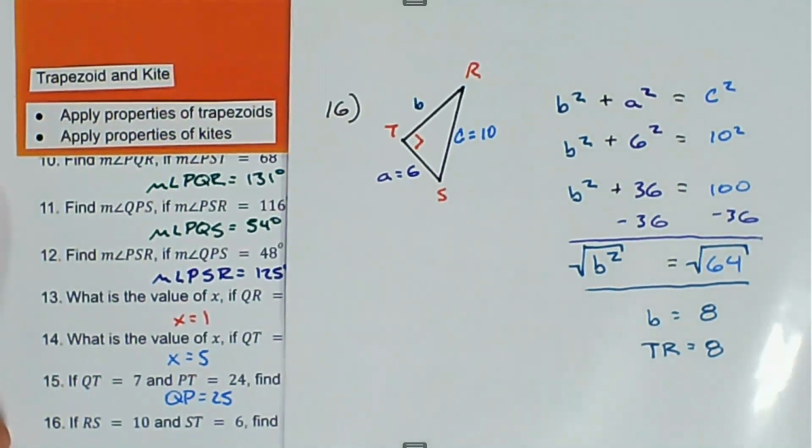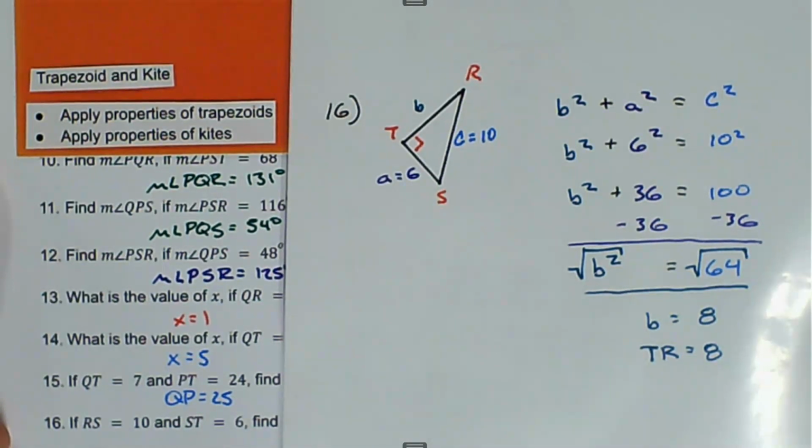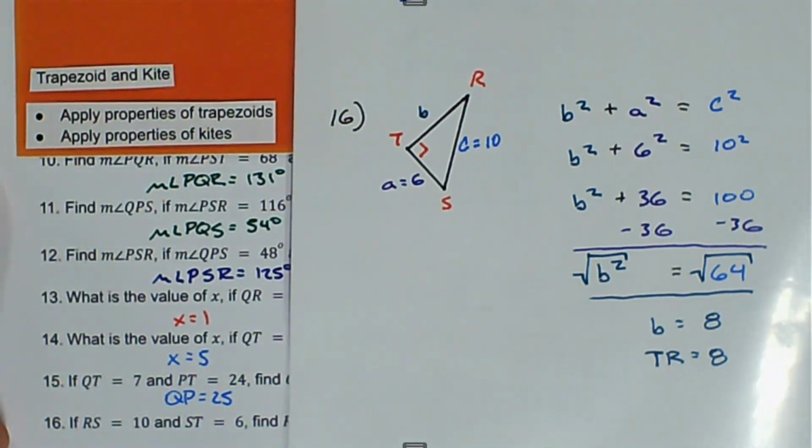So for 16, we're using b squared plus a squared equals c squared. We don't know b squared, so we're going to leave it as b squared. Substitute the 6 in and the 10. So we get b squared plus 36 equals 100. Subtract 36 from both sides of the equal sign, and we get b squared equals 64. To solve for b, we take the square root, and we get b is equal to 8, which means TR is equal to 8.